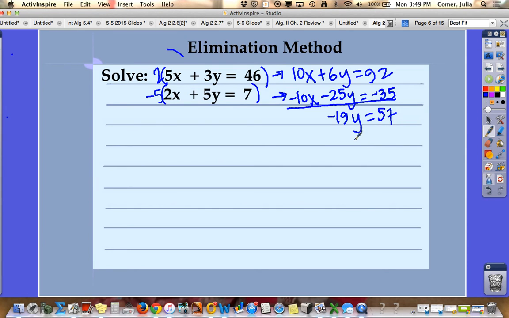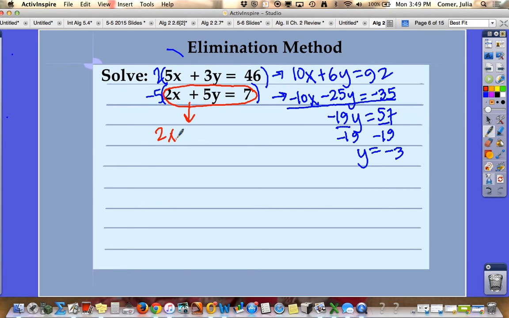When I divide both sides by negative 19, I end up with y is equal to negative 3. So remember, I am trying to solve this for x now. So I'm going to take my negative 3, pick one of my equations to solve for, I'm going to choose this one, and I'm going to plug my 3 in for y.